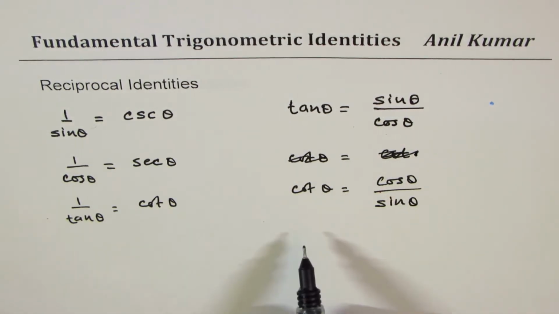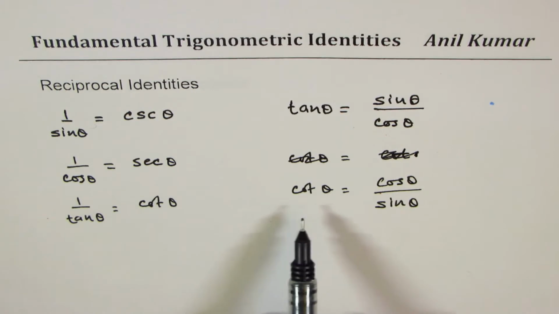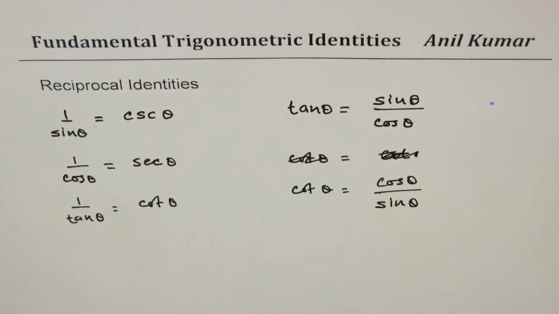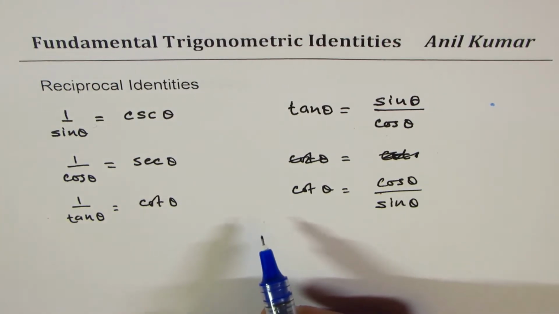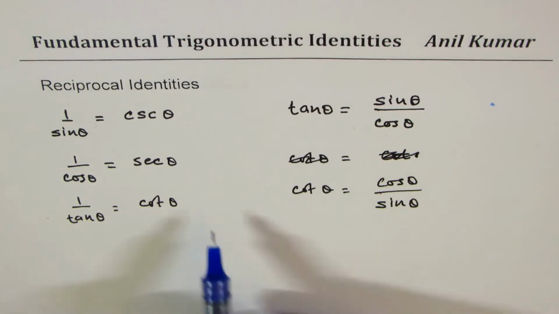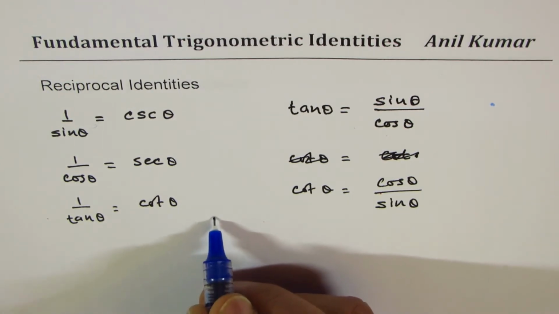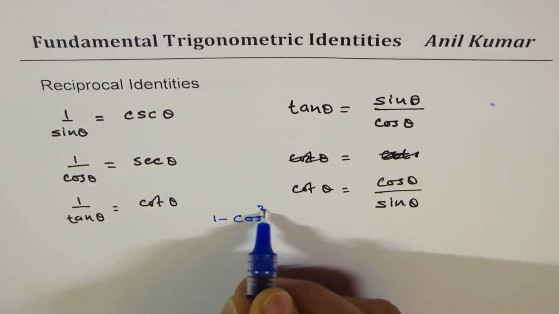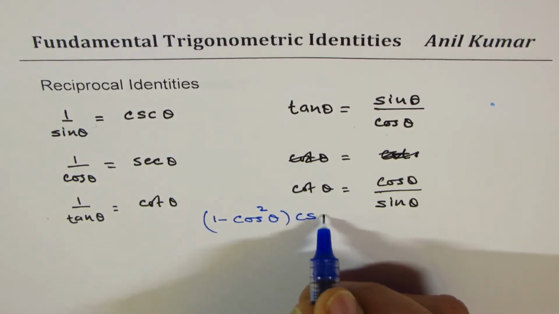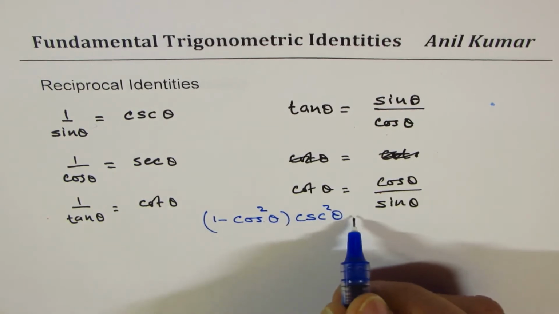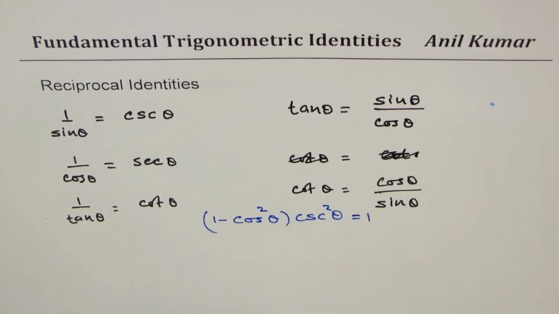So if you write like this, you can write all trigonometric ratios in the form of sine and cosine. That really helps to prove trigonometric identities. Now, let me give you an example here, which can really help us to prove trigonometric identity very easily. Let's take an example of 1 minus cos square theta times cosecant square theta. We have to prove that this is equal to 1.